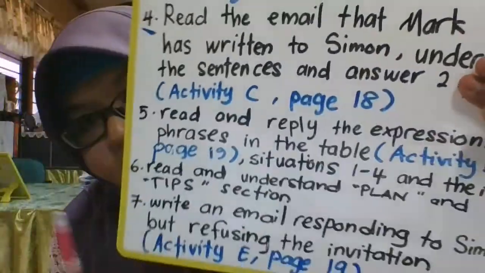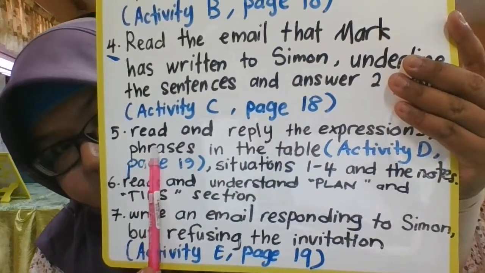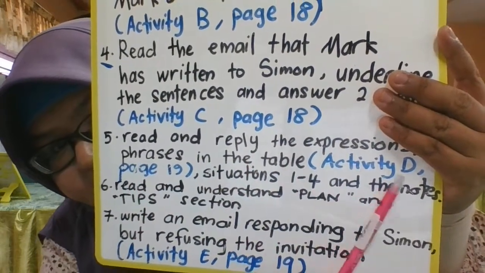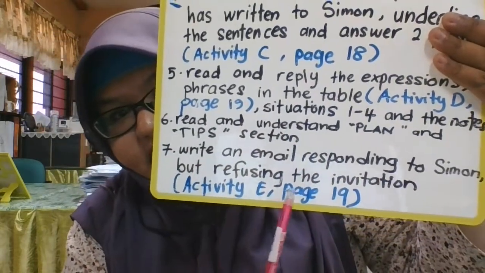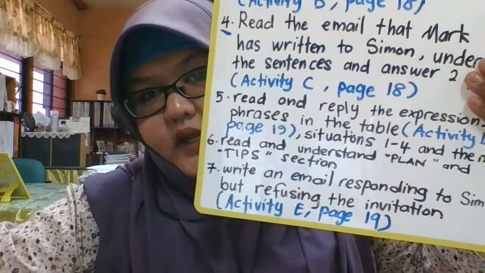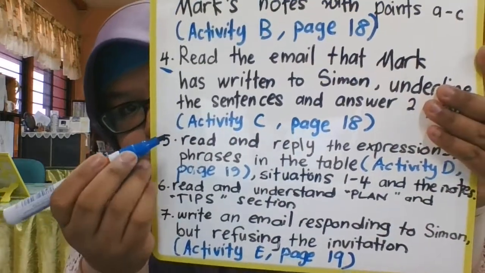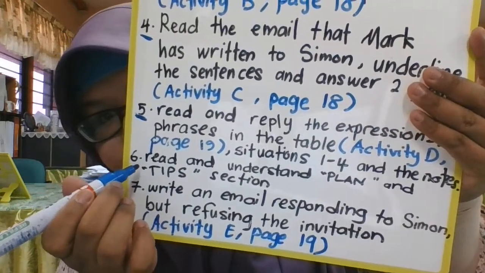So after you had done number 5, okay, we are almost finished. For number 5, you need to look at that. This is activity D. And before you do activity E, what you should do is you need to read. I explained to you just now for 5 how you should do. Now you need to do number 6.